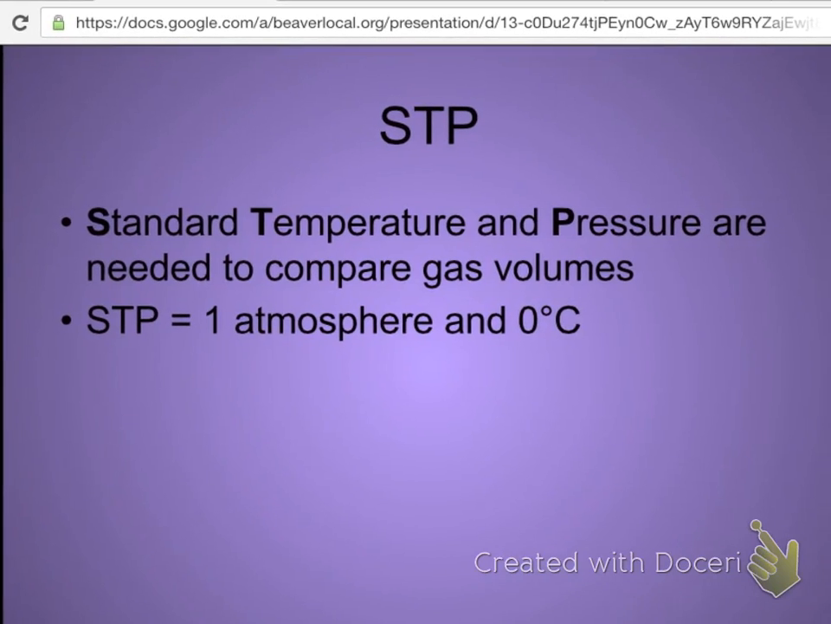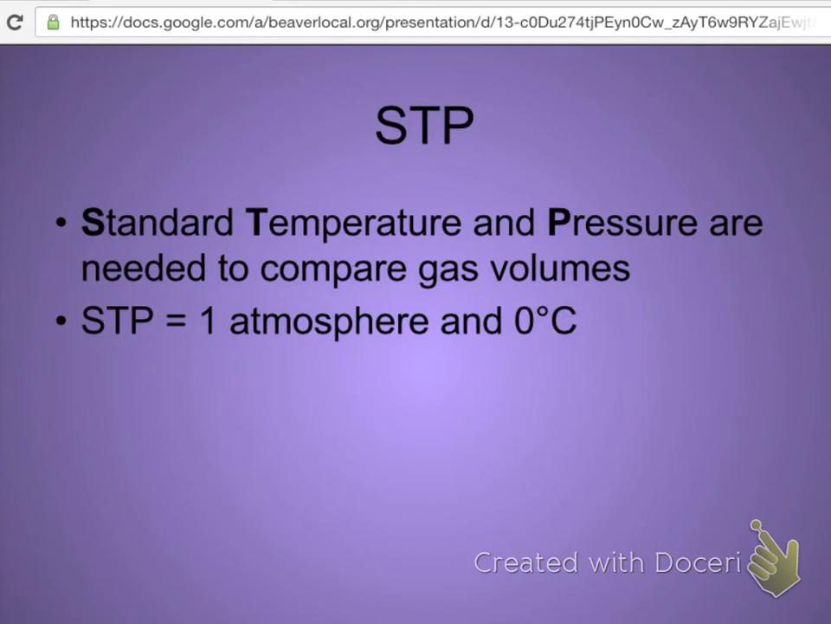Okay, the very last concept that we're going to talk about today is STP, and I do not mean the automotive oil treatment. Okay, STP is standard temperature and pressure. So it's a way of designating a temperature and pressure. When we're talking about gases, we use STP a lot. And STP is 1 atmosphere, 0 Celsius. Okay? So when we say a gas is at STP, it's at 0 Celsius and 1 atmosphere.